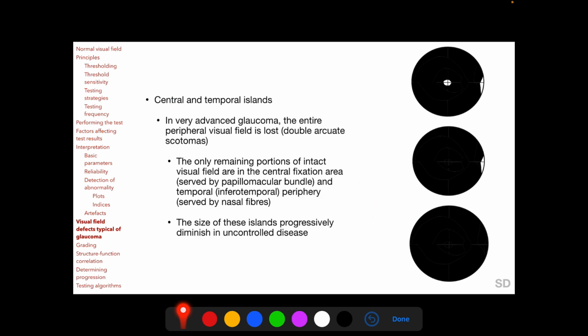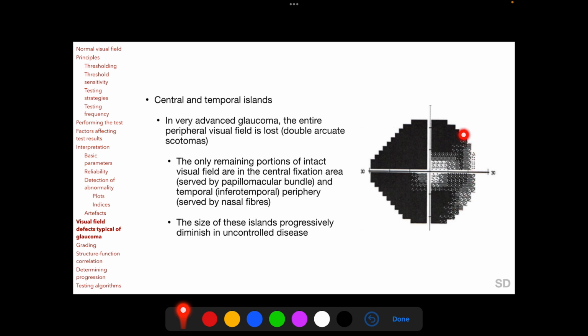Central and temporal islands are found in very advanced glaucoma, when the entire peripheral visual field is lost, and the only remaining portions of intact visual field are in the central fixation area served by the papillomacular bundle and the temporal periphery served by the nasal fibers. The size of these islands progressively diminishes in uncontrolled glaucoma. Here in this visual field of very advanced glaucoma, we find part of the central field as well as the extreme temporal periphery is spared.